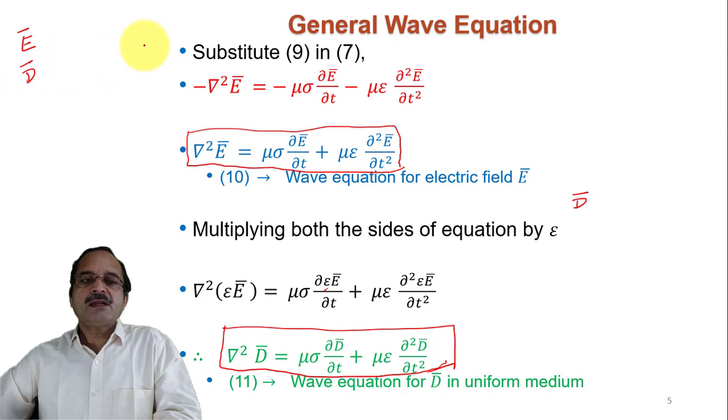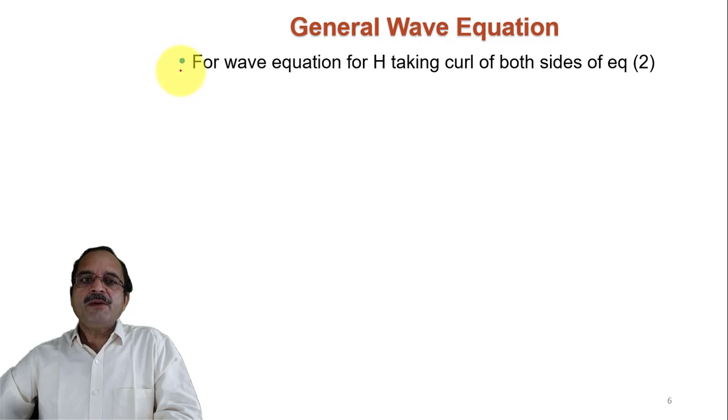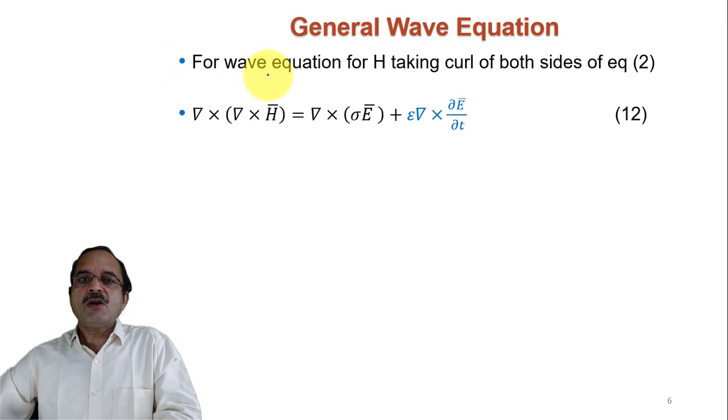So in the same manner, let us find out the wave equations for H and B. We'll have to eliminate E from the first 4 equations, what we have seen earlier. So taking curl of both sides of equation 2. Equation 2, what we have seen earlier, was del cross H equal to the conduction current density plus displacement current density. So this is the conduction current density and this is the displacement current density, that is del cross H.